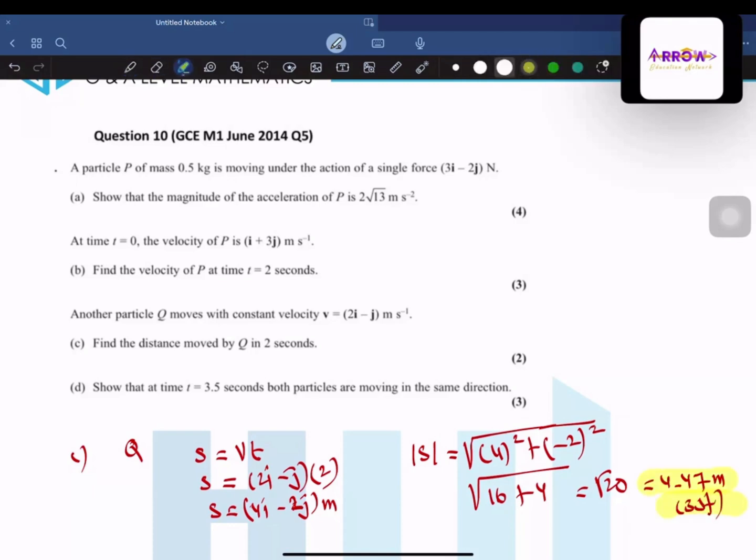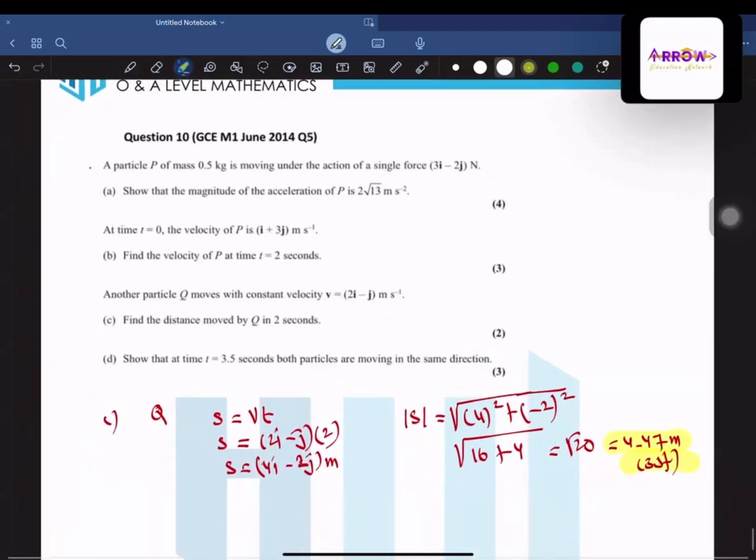All right, so now let's move on to part D. In part D, it says to show that at time t equal to 3.5 seconds, both particles are moving in the same direction. Basically, we need to show that at the instant t equal to 3.5 seconds, particle P and particle Q are moving in the same direction, meaning their velocities are scalar multiples of each other. Makes sense? Because particle Q is moving with a constant velocity of 2i minus j meter per second.